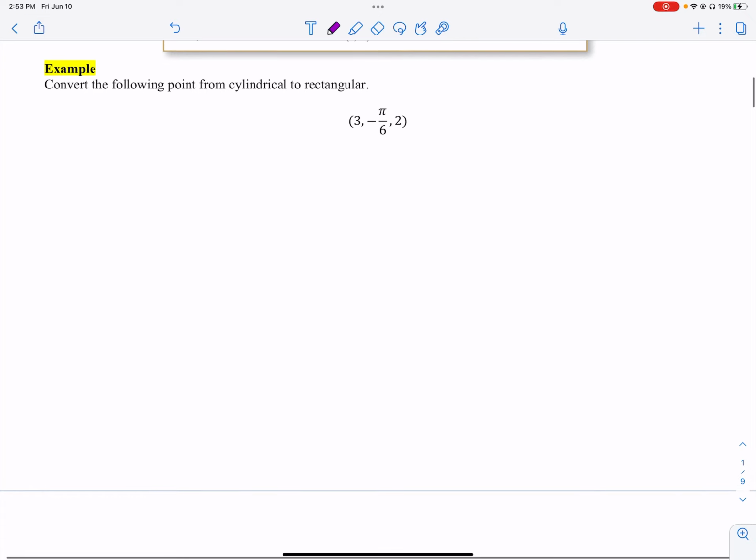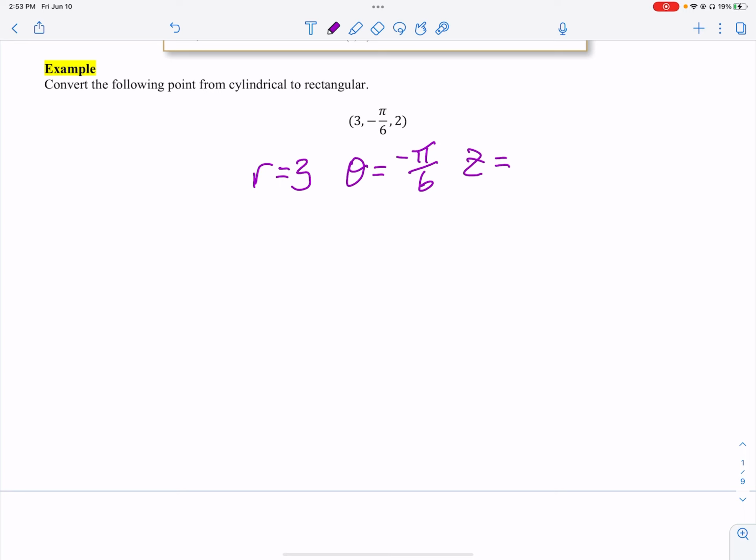All right, so we have this point. This point is in cylindrical. Remember, I always write down the cylindrical: r is 3, theta is negative pi over 6, and then z is 2. I'm trying to get to x, y, and z. So I can write down anything that doesn't change. Well, that z doesn't change. And then I use my formulas.